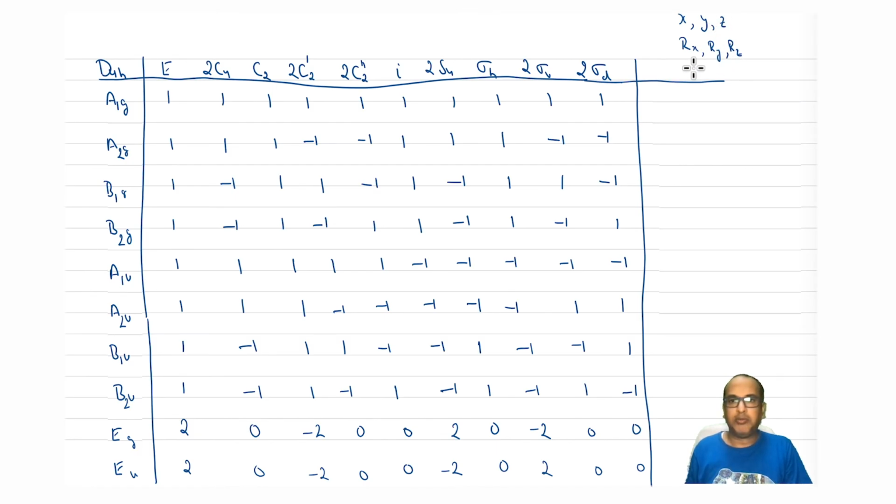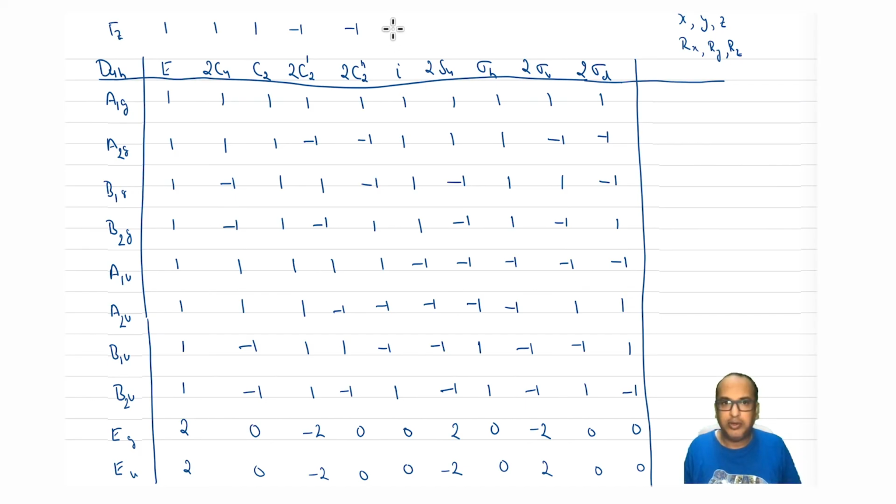Okay, so let us see which one will give you z. So, the character for tau z, we'll see which one of them corresponds to z. Under E, it will be plus 1. Under C4, it will be plus 1. Under C2, z does not change. C2 prime, z does change to negative, because C2 prime is a perpendicular C2, right? So plus z goes to minus z. Again, C2 double prime, plus z goes to minus z.